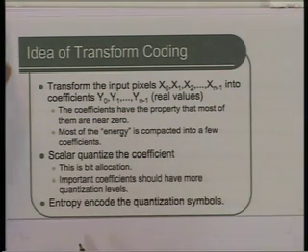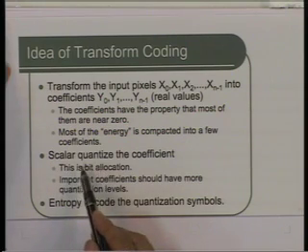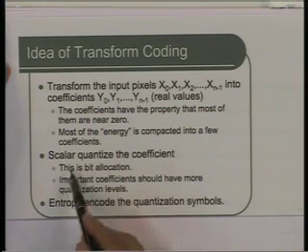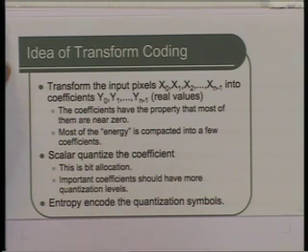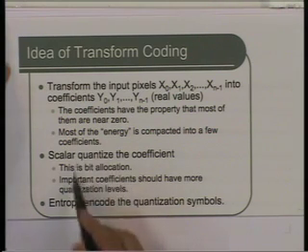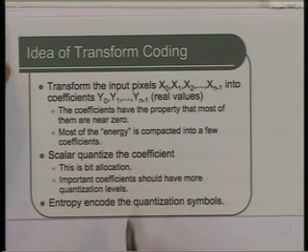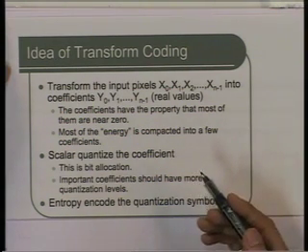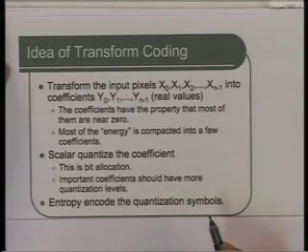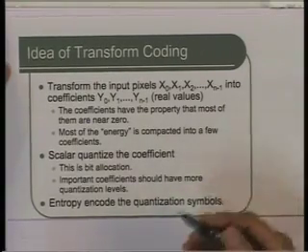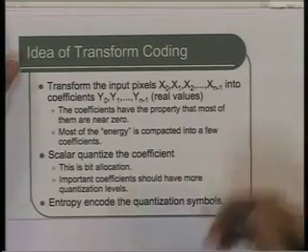Next step in transform coding is to scalar quantize the coefficients, that is, do the bit allocation. Important coefficients should have more quantization levels. That is how we will carry out the quantization. And finally, we entropy encode the quantization symbols and transmit or store them. At the receiver, we apply the inverse transform.